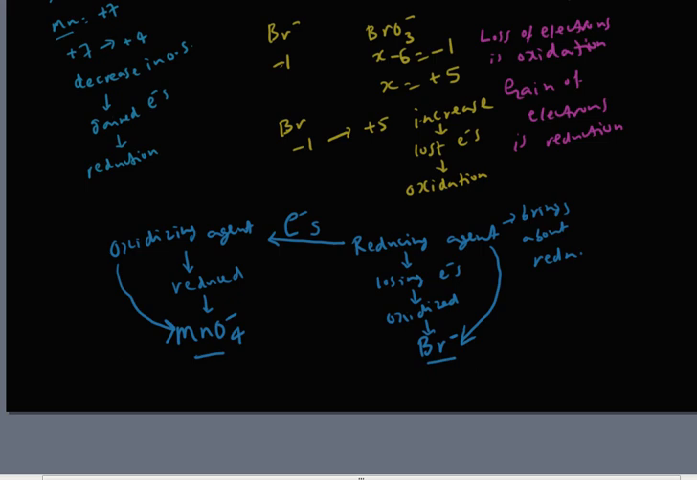So the definition of a reducing agent is one, it could be an atom or ion, that brings about reduction by giving away electrons, whereas an oxidizing agent is one that brings about oxidation, and how does it bring about oxidation or support oxidation? Well, by gaining electrons.